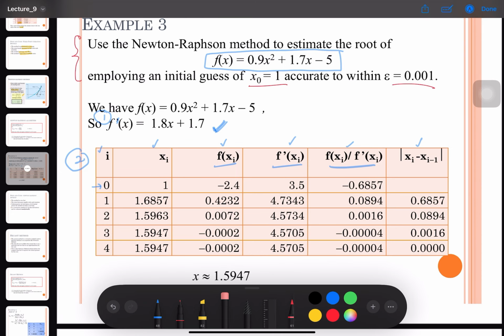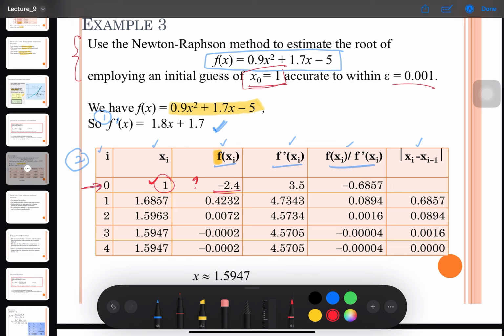Okay, now I will show you the 0 iteration here. Okay, they give you x0 is 1 here from the question. So that's why in this table, x0 is 1. After that, find your f(xi) here. The next column, find your f(xi). How? You substitute this value into the f equation because this one is f. So you get this answer.